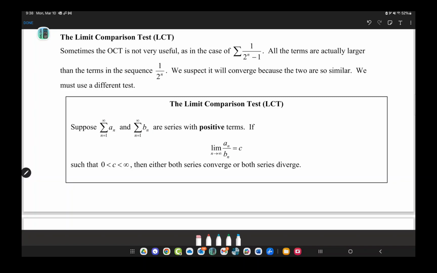Suppose the sums as n goes from 1 to infinity of a_n and b_n are series of positive terms. If the limit as n goes to infinity of a_n over b_n is equal to a constant, such that the constant is positive, then either both series converge or both diverge. Well, we would know if one converges or diverges.